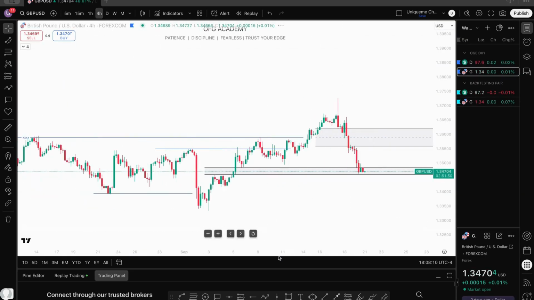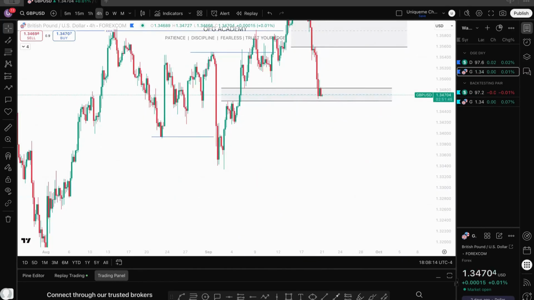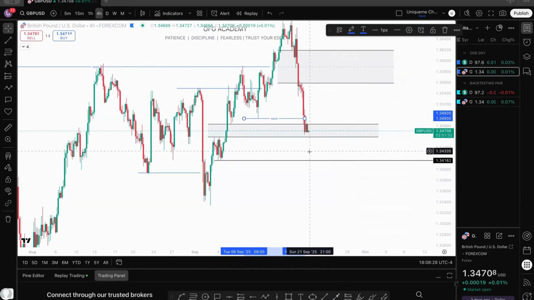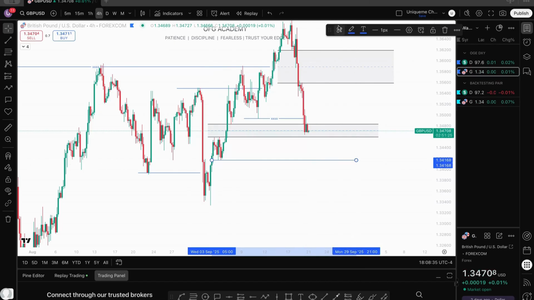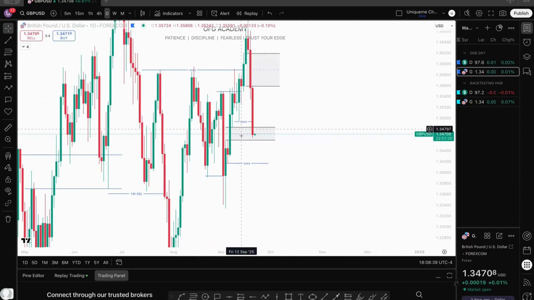Let me go to 4 hours. I'm expecting price to clear out this low. Okay, this is also a liquidity. This is also a liquidity. Okay. I try to look for structural liquidity. Those areas are liquidity. This is also a liquidity, this is also a liquidity. And we're also in the fair value gap.